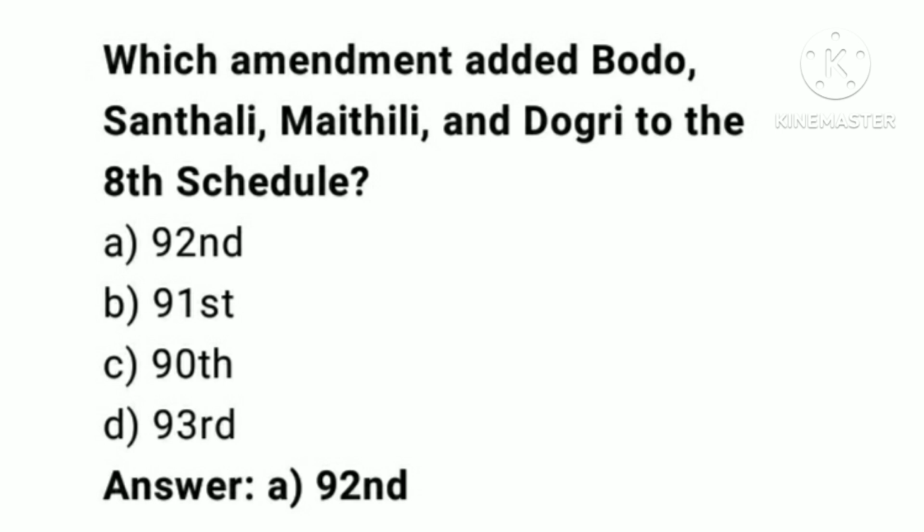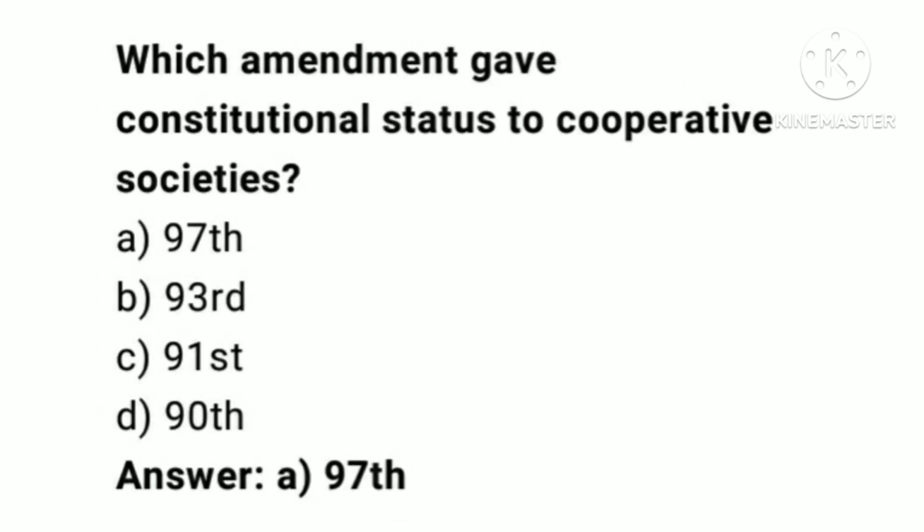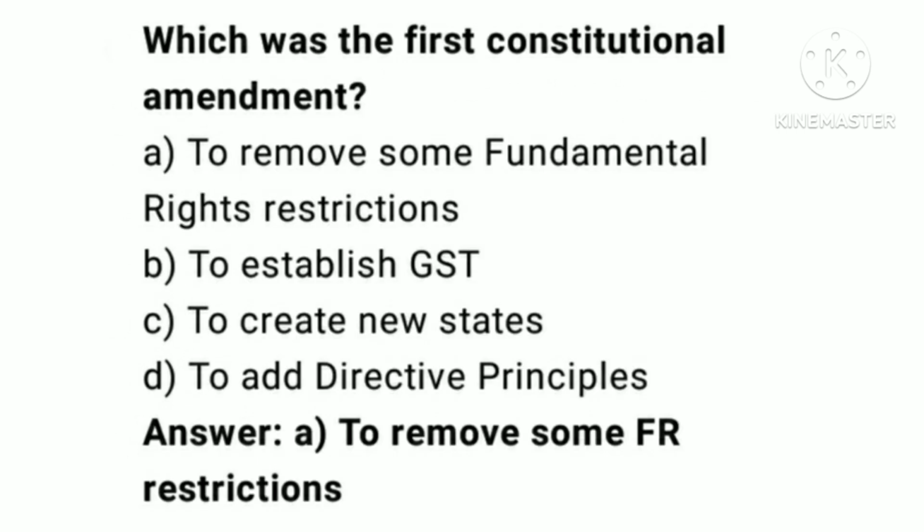Answer: 92nd Amendment. Which amendment gave constitutional status to cooperative societies? Answer: 97th Amendment. Which was the first constitutional amendment? Answer: to remove some fundamental right restrictions or FR restrictions.